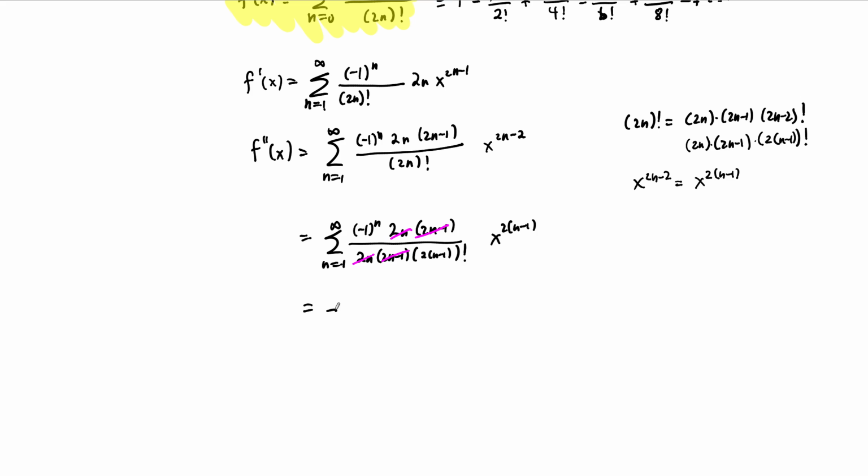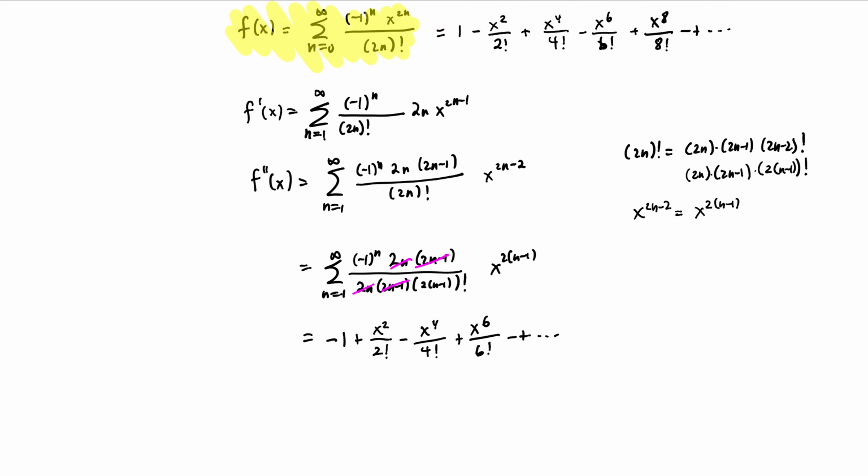When n is 1, this gives us minus what? When n is 1, we get minus 1. Then when n is 2, we get plus x to the 2 over 2 factorial. And then it's going to be minus x to the 4th over 4 factorial plus x to the 6th over 6 factorial, etc. Okay? And we compare, and this and this look very similar. They just have opposite signs. So it looks like we've got this all right.